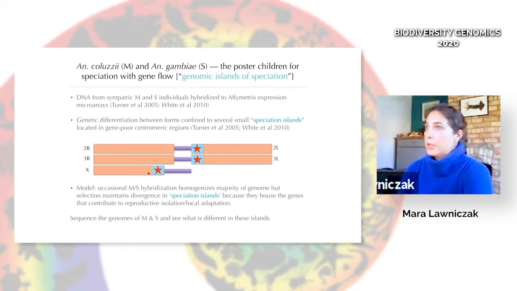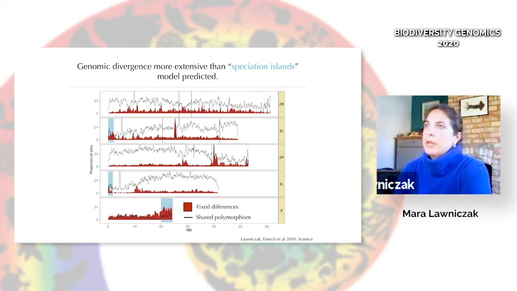to reproductive isolation. So some years later, I ended up working on mosquitoes, and we sequenced the genomes of M and S to see what was different in these islands. This was really an effort to try to pin down these speciation genes. But instead, what we found, so here in blue are those speciation islands, is that there was a lot of divergence across the entire genome.